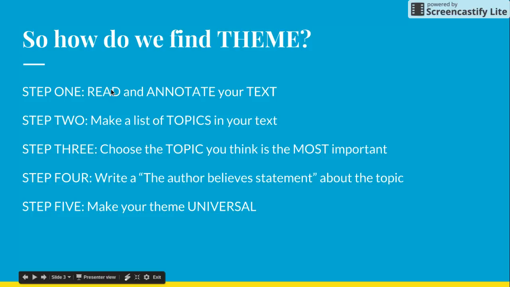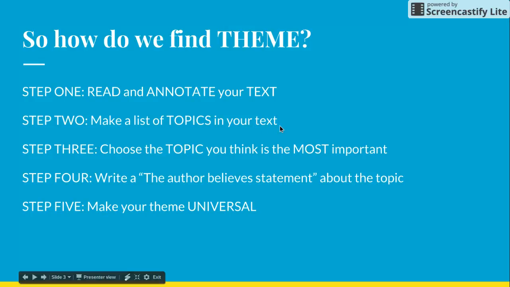Step 1, we read and annotate your text. You should be filling in the blanks in your notes as I'm going through these steps. So we first need to read and annotate: underline, make notes in the margins, circle words in our text. We will be looking for those annotations both in your work today, in your work tomorrow, and on your MLQs on Wednesday and Thursday. Step 2, you make a list of topics in your text.